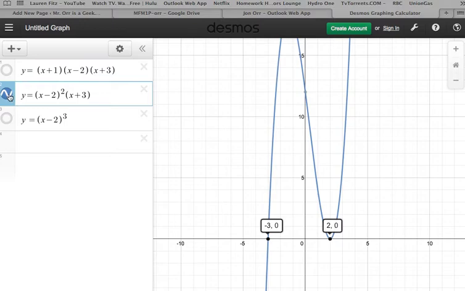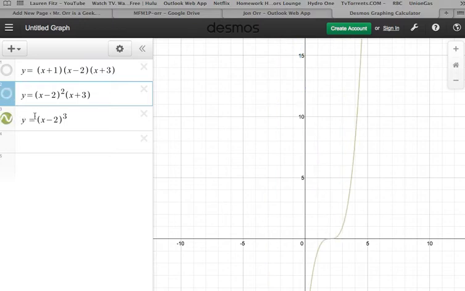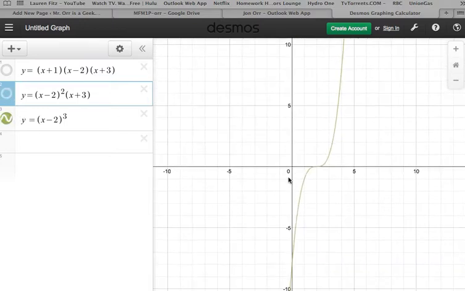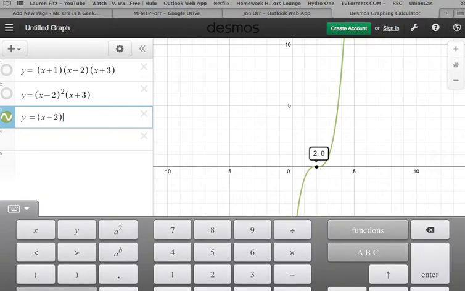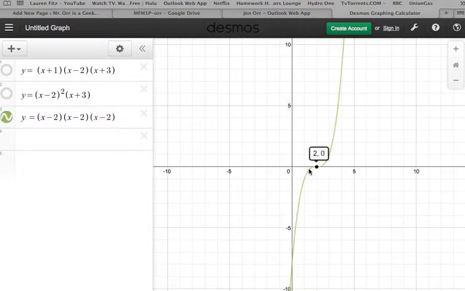Okay, so let's go look at the third. So we've got this green one here. Notice it only has 1 zero, and it's at 2. And it looks like that nice cubic. It's only got the 1 zero, but just like before, I could technically write that this is x minus 2 times another x minus 2, and the graph doesn't know it's any different. Okay, so there's really like 3 factors of x minus 2 in there.